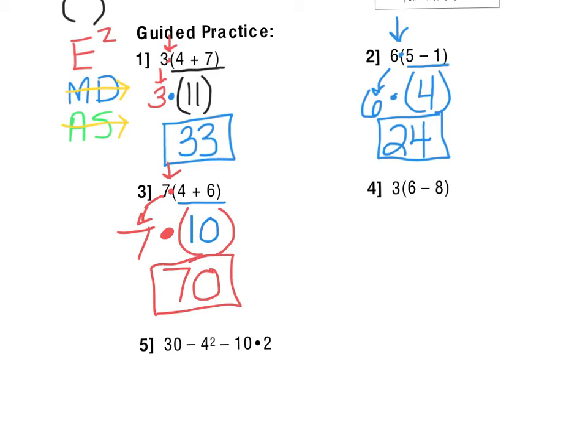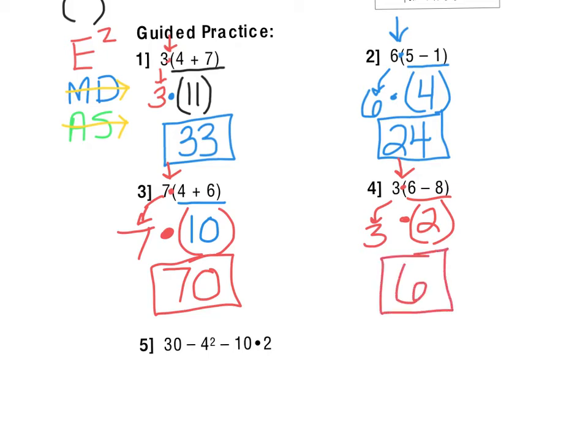Okay? All right, let's look at the other one here. Let's go ahead and take care of our parentheses first. But remember, when there's nothing between the number and the parentheses, you can put the little floating dot there to remind yourself that you're going to multiply. All right, and 6 minus 8 is 2. And then you can bring down your 3. So now 3 times 2 is simply 6.